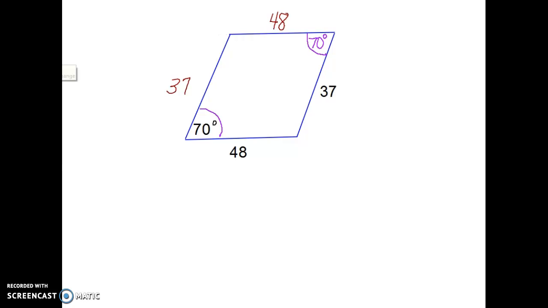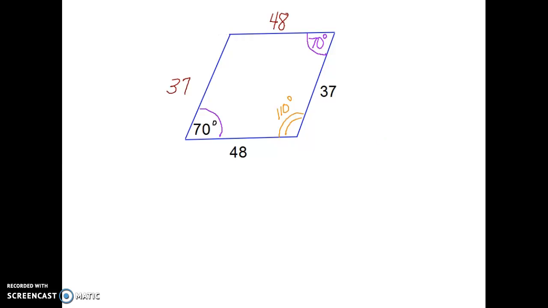There is a third property that states that 2 consecutive angles in a parallelogram add up to equal 180, or they're supplementary. So this new angle in the bottom right-hand corner, it could be considered consecutive with the 70 that's in the upper right-hand corner, or it's consecutive with the 70 in the lower left-hand corner. These angles are supplementary. My missing angle should be 110 degrees.